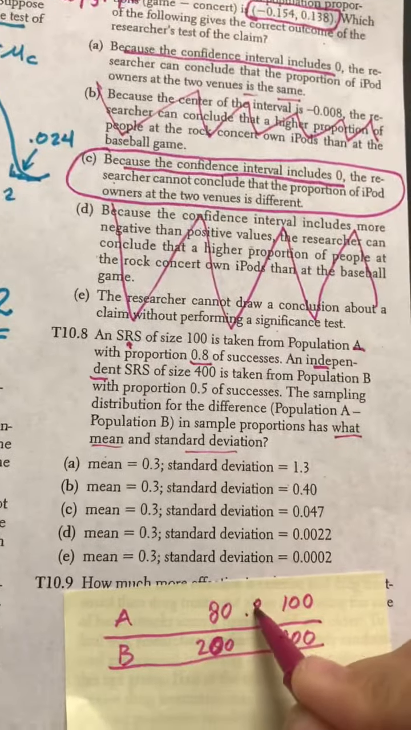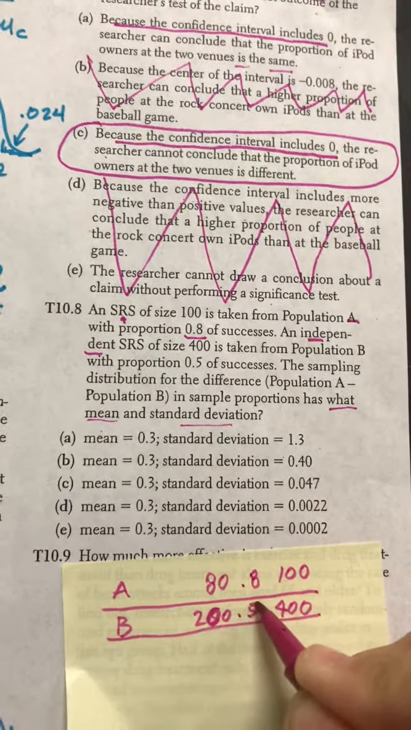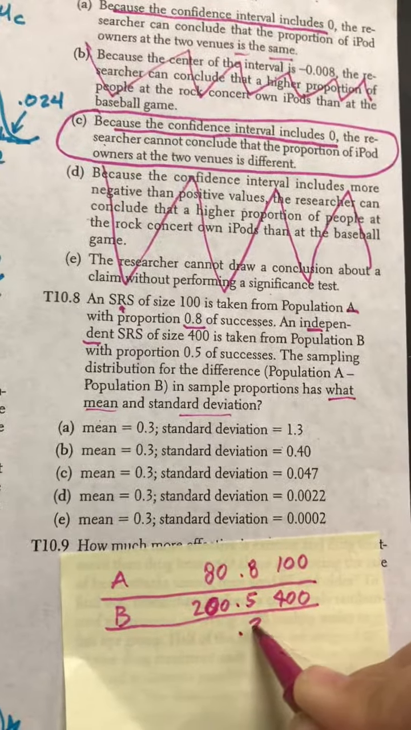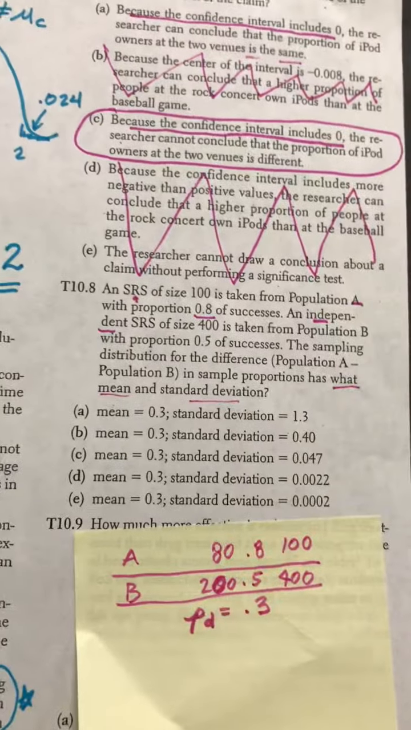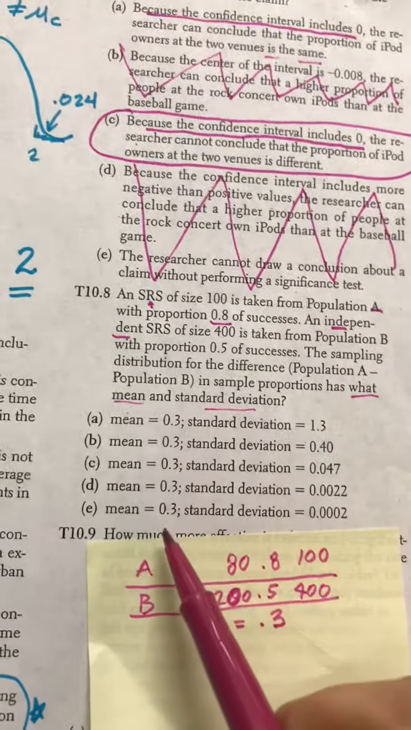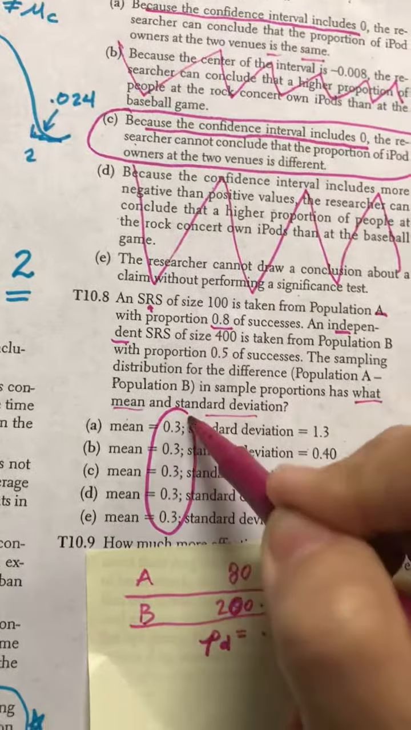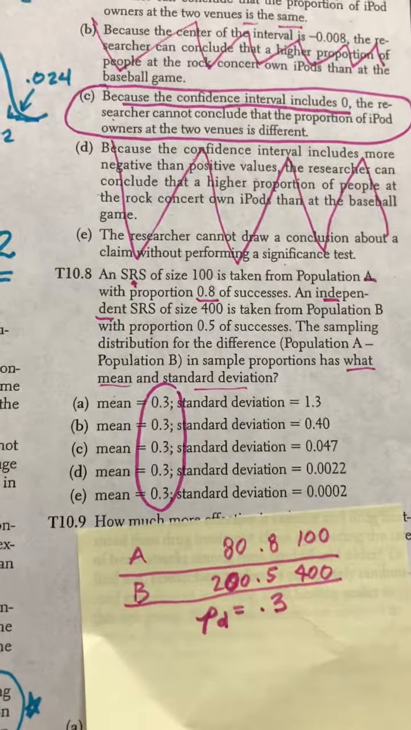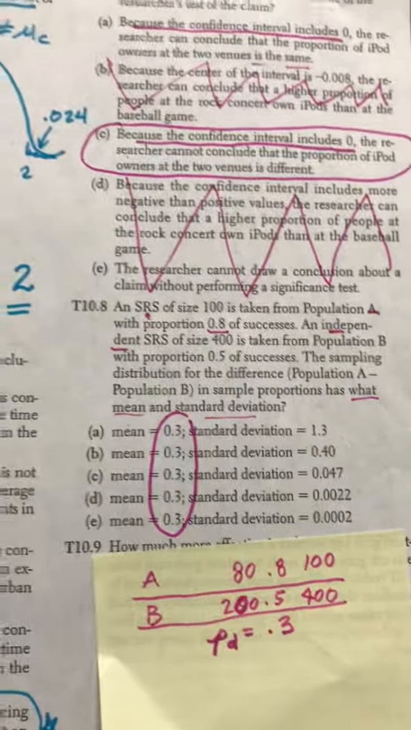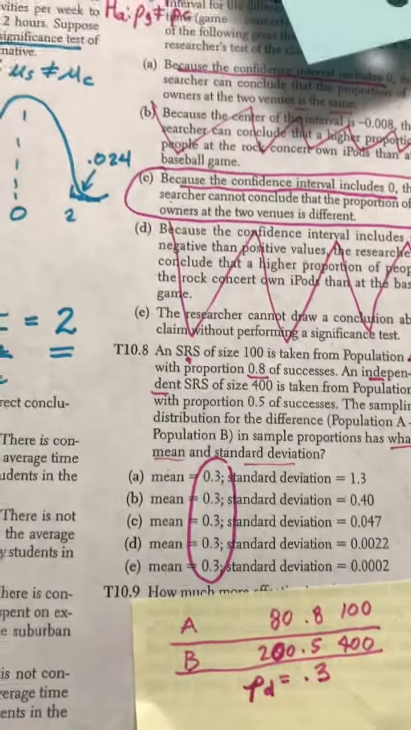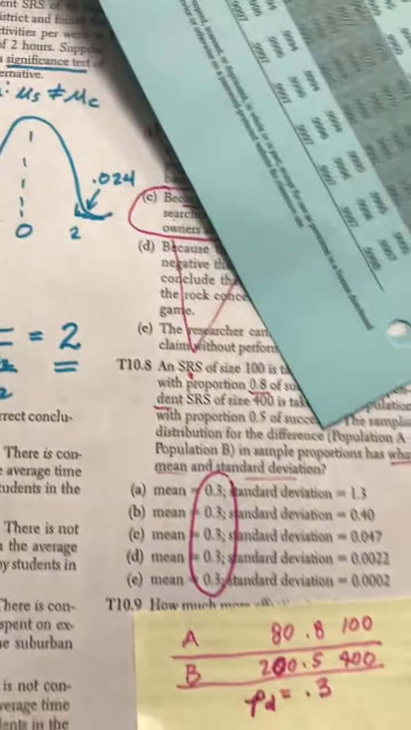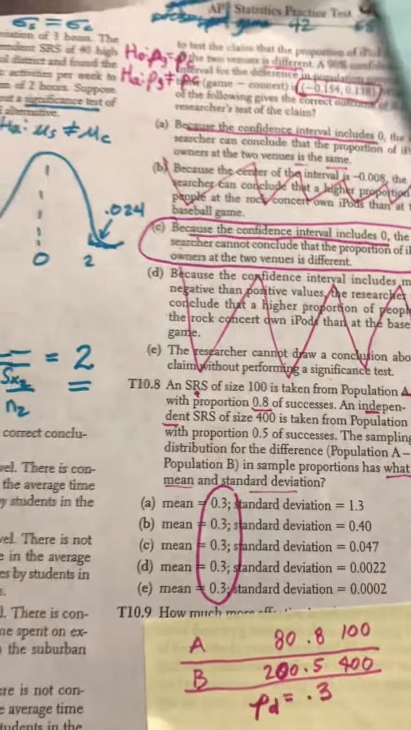So this is 80, and this is 0.5. And so the difference we get is 0.3. Notice all of them have that, so no problem there. So really the question is, what is the standard deviation? Okay, so back to our formula sheet. We've been using it a lot in chapter 10. I just keep going back.